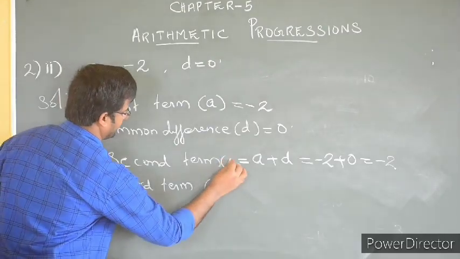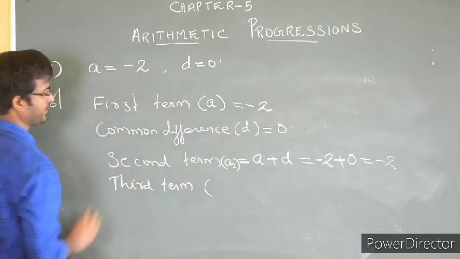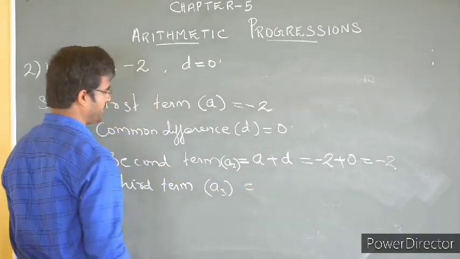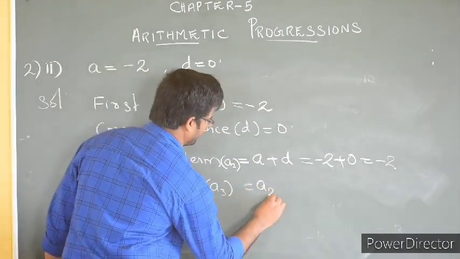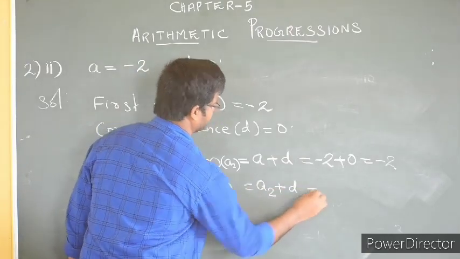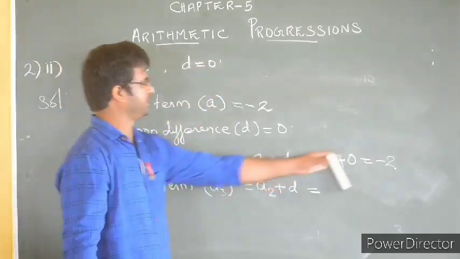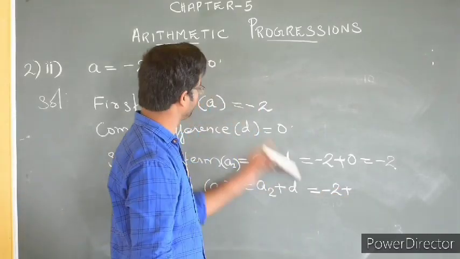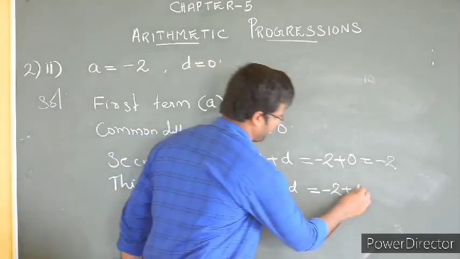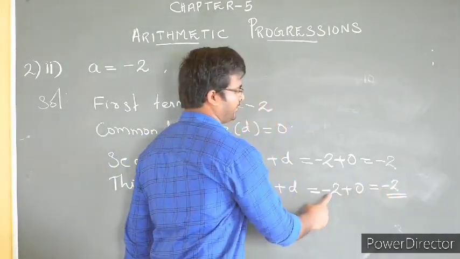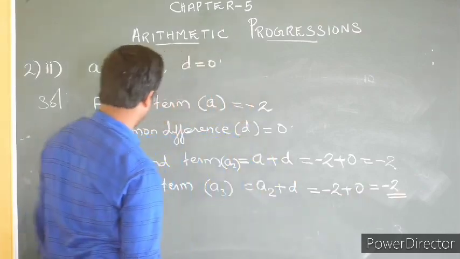Equal to, second term is A2 only. I am writing here. Third term is A3. A3 means A2, the second term, plus the common difference, that is D. Second term already got it, that is minus 2, plus common difference already given in the question, that is 0, equal to minus 2. Minus 2 plus 0 is minus 2 only.